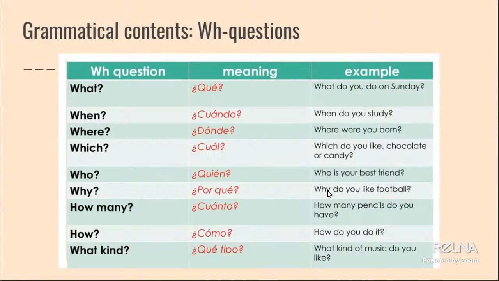Who's your best friend? Why do you like football? How many pencils do you have? Remember, how many with plurals, how much with singular, uncountable. How in this case with all the combinations, how do you do it, and stuff like that. What kind, que es la combinación que yo les decía del what with any other type of noun. Okay.